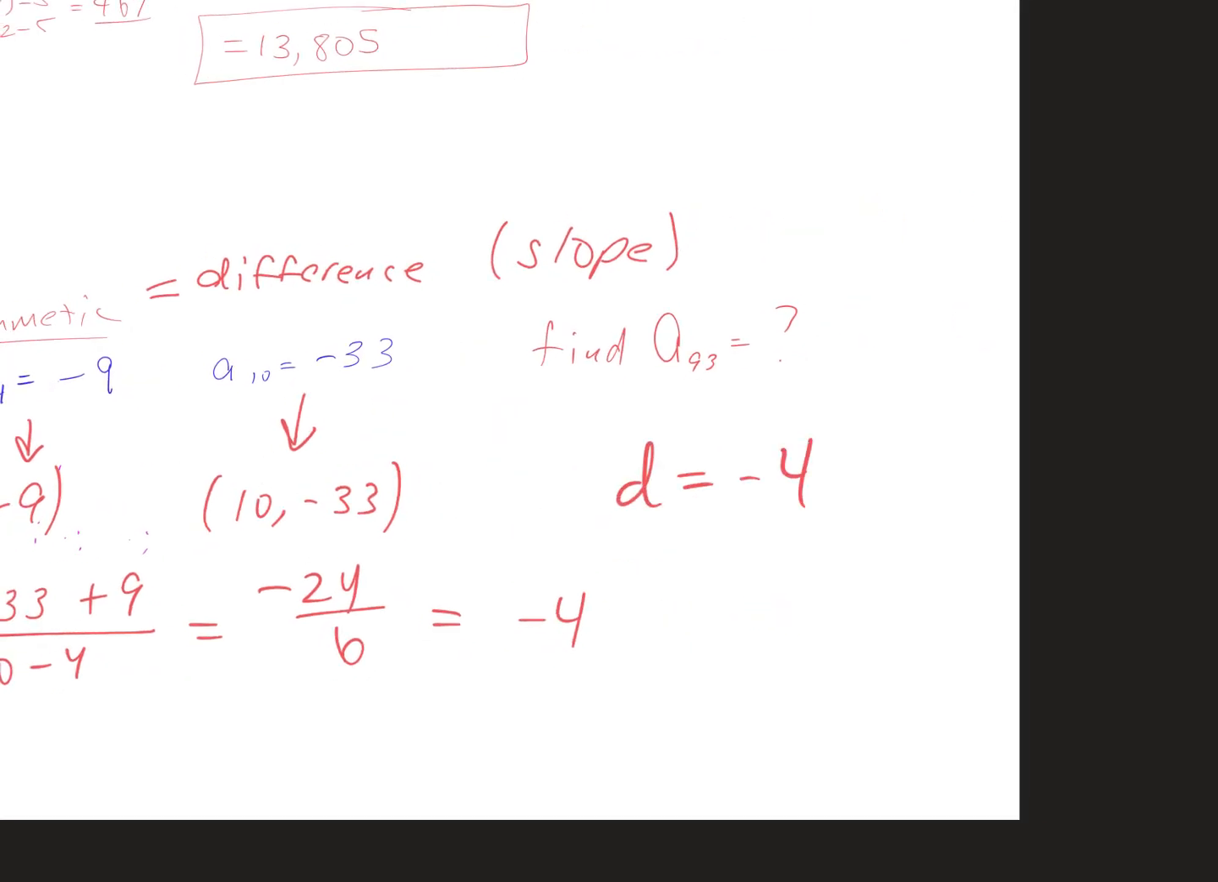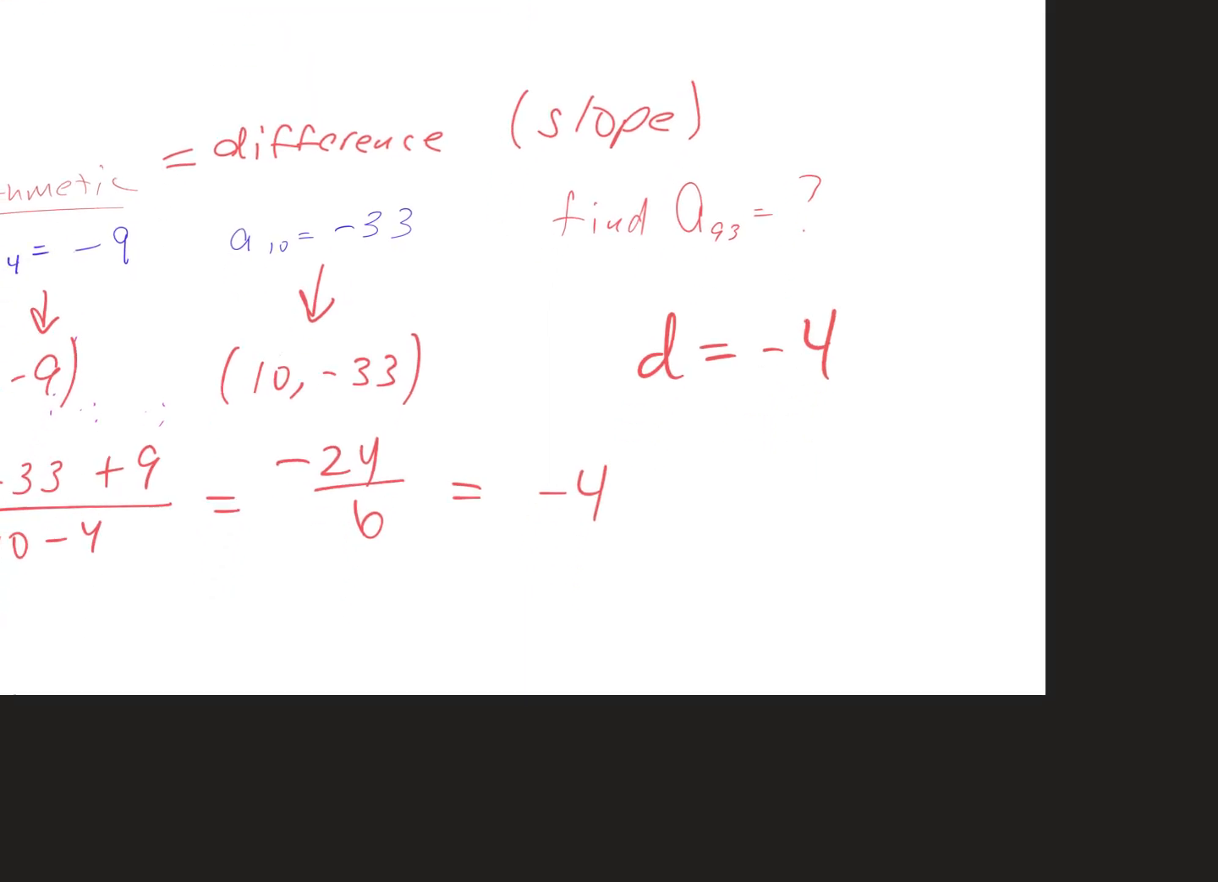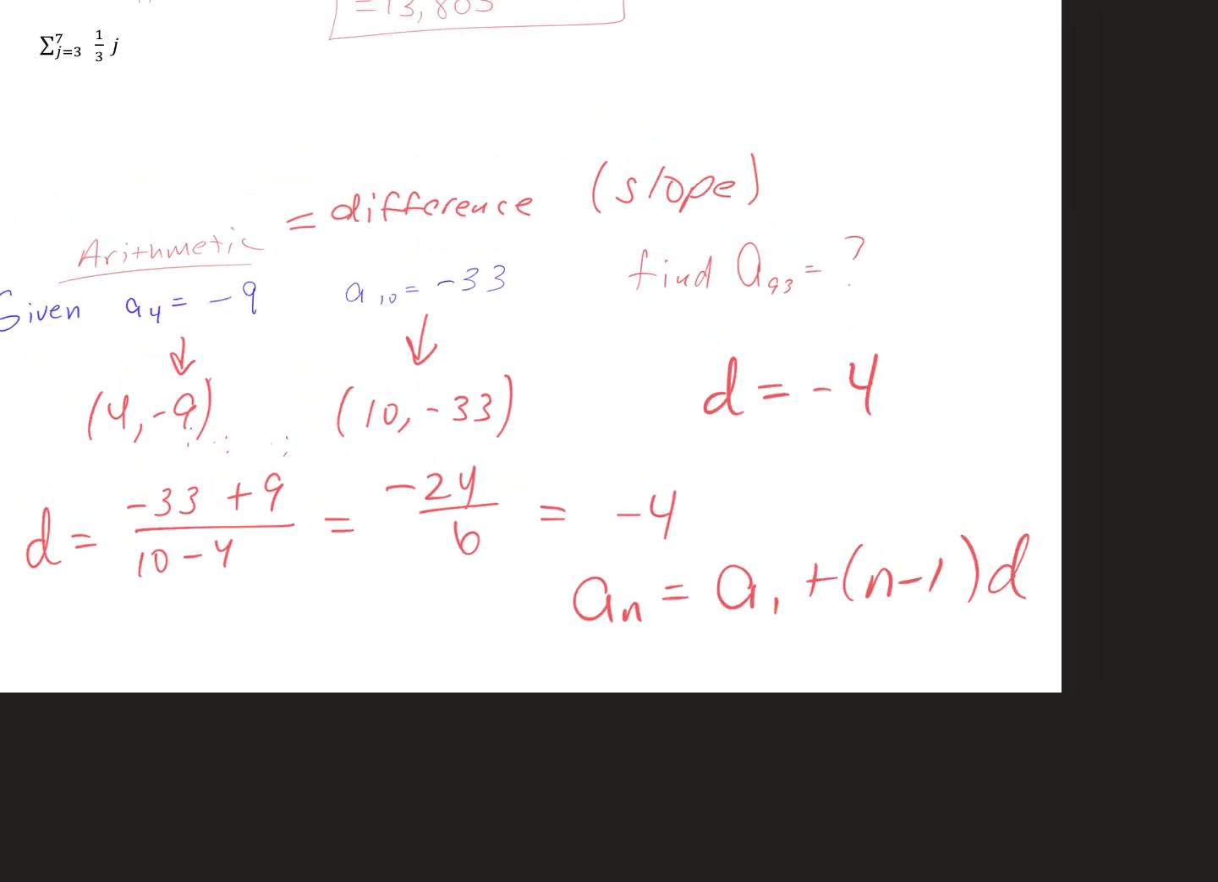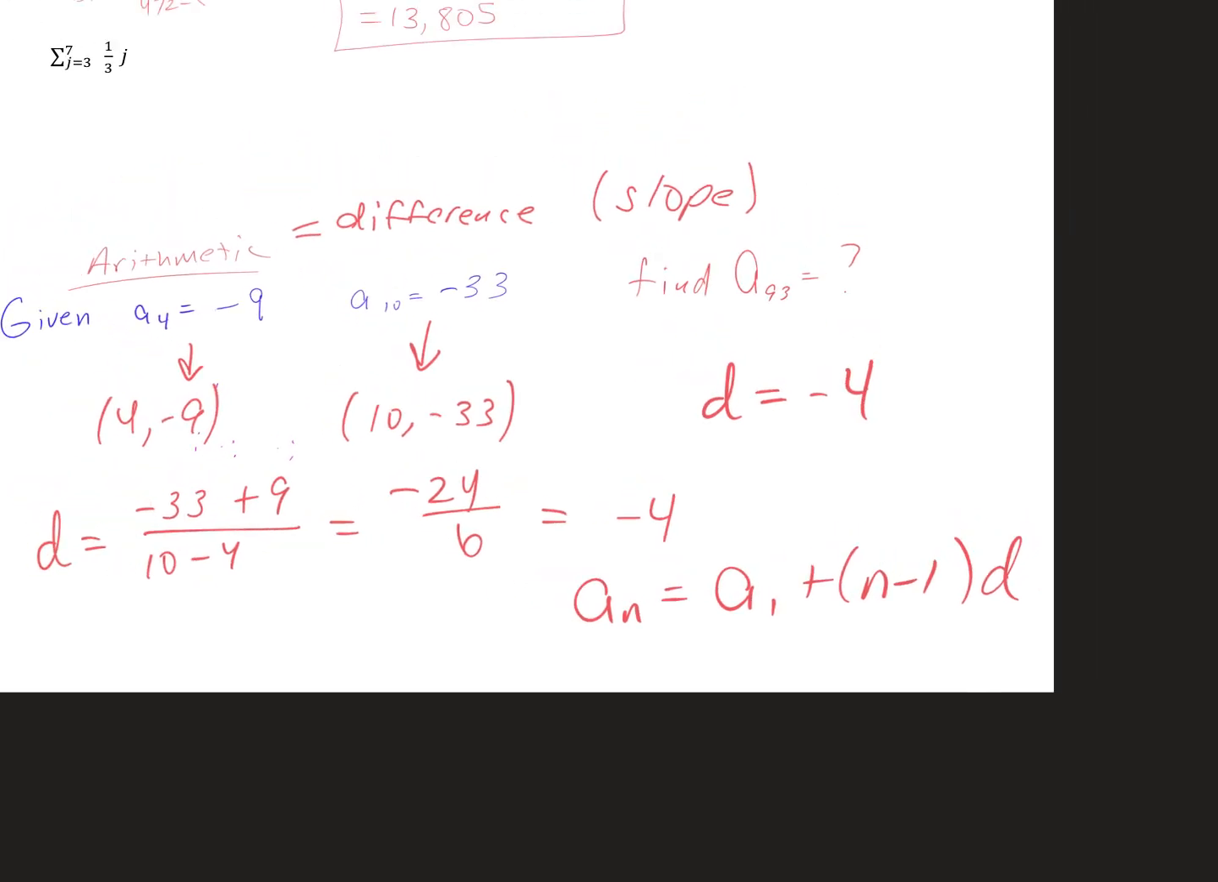All right. I need 2 things in order to write my rule. I need my common difference and I need my first term. How you go about finding the first term is up to you guys. Could you write out an XY chart and say, okay, the 4th term is negative 9, so I'm going to go backwards and add 4, add 4, add 4, add 4? Sure. If you don't want to do that, say it's too far away, then let's do this. Your rule is a sub n equals a sub 1 plus n minus 1 times d. Well, think about the information you have. Do you know one of the term numbers? You know the 4th term and you know the 10th term, right?